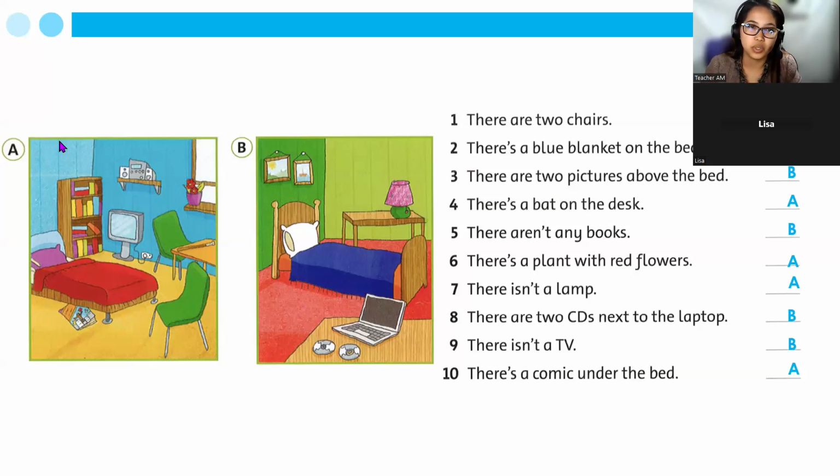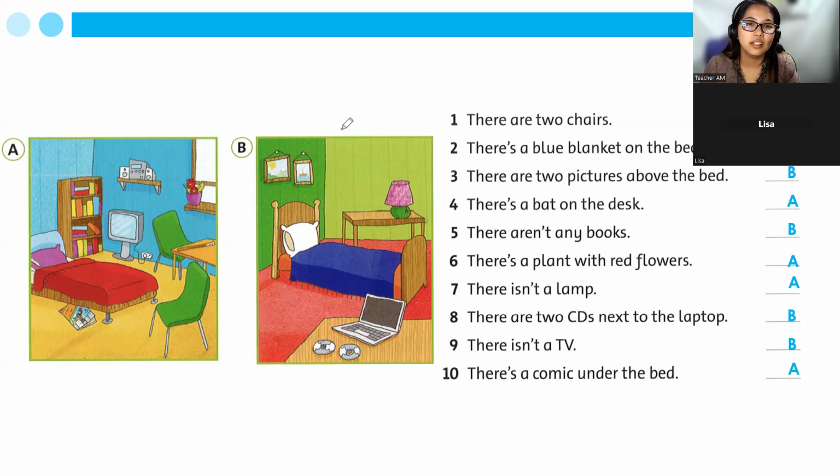Great. Now let's talk about the picture, Dolin. What are the things that you can see in picture A? I can see a TV, the comic, the two chairs, one flower, also a book. That's right. Okay, what about the pillow, the blanket? Very good. Okay, let's talk about picture B.